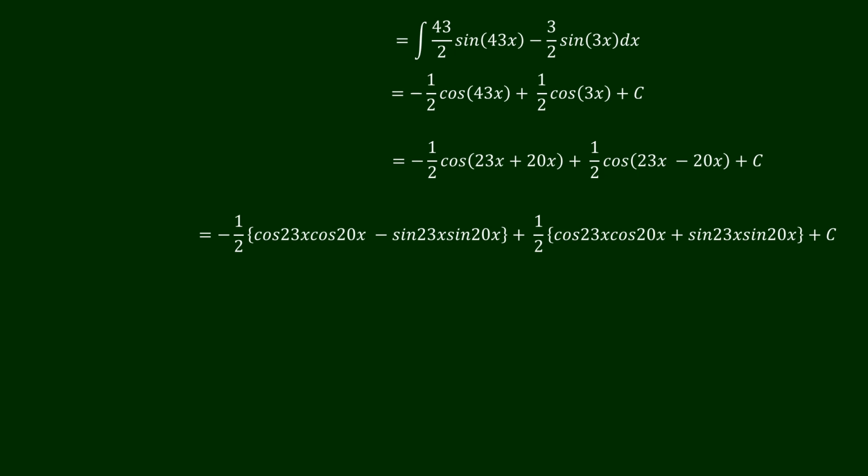So this negative here propagates inwards, and so this term here and this term would cancel. And since this negative and this negative here means that this term becomes positive, so half and a half results in us having sine 23x times sine 20x plus a constant being our answer.